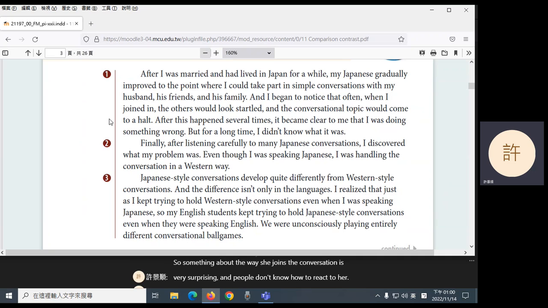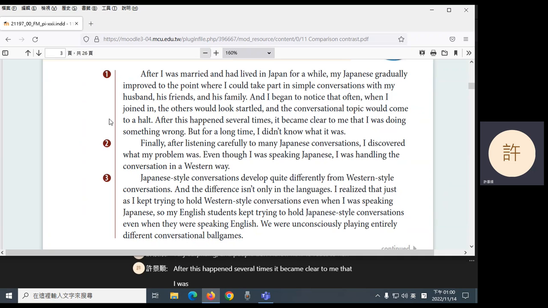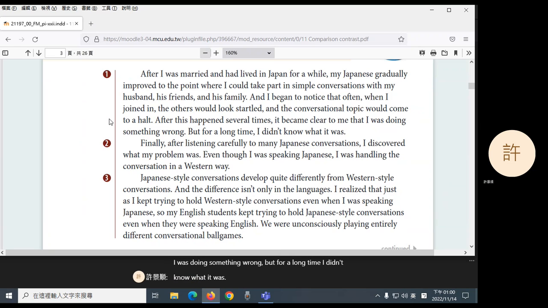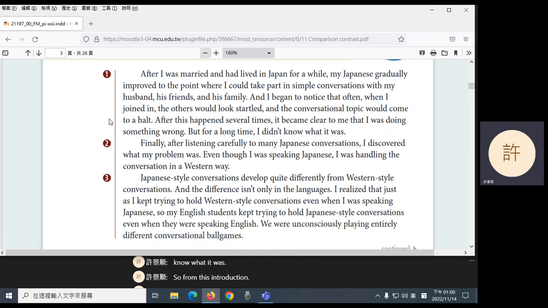After this happened several times, it became clear to me that I was doing something wrong. But for a long time, I didn't know what it was. So from this introduction, we already understand that the reason the author is comparing Japanese and American conversation styles is to try to figure out what is the Japanese conversation style. What is she doing wrong?